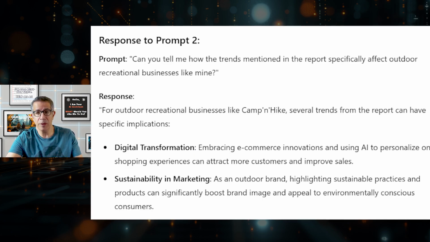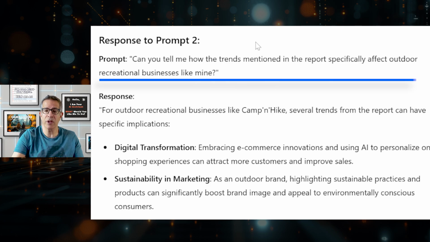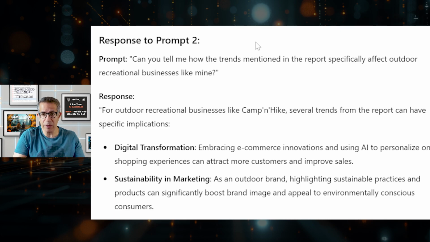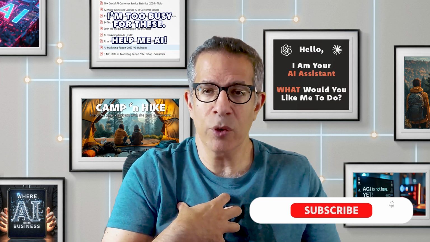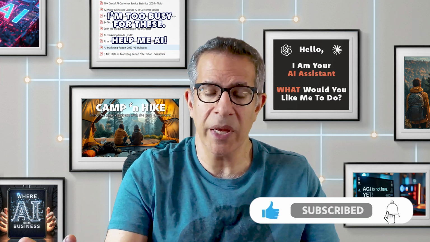So now I can dig in deeper. So I can ask it, for example, can you tell me how the trends mentioned in the reports specifically affect outdoor recreational businesses like mine? Now it has my character and business profile. So it knows I'm the owner of Camp and Hike and what it is I'm aiming to do.